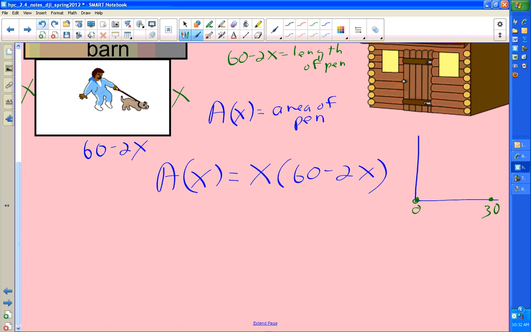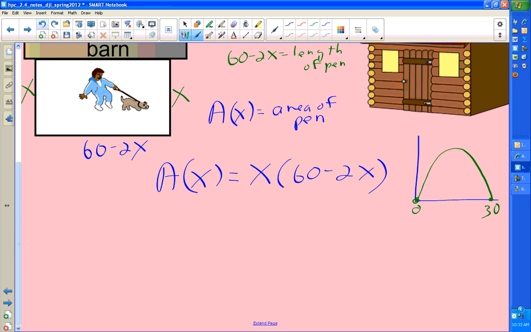What's the leading coefficient if you wrote it in standard form? Is it positive or negative? Negative. So is this horseshoe up or down? Down. So our graph's going to look like this. That's the way the area would work.